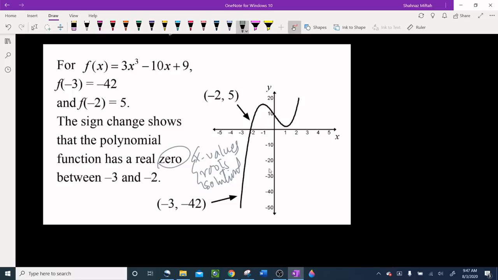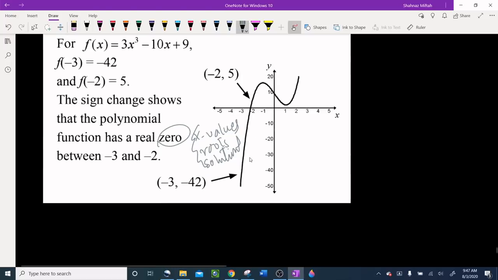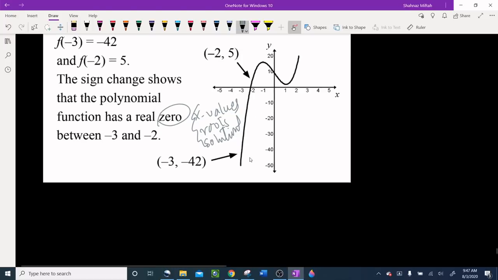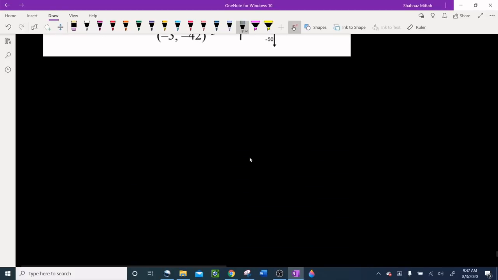So this is how the graph looks, and you can tell the graph is crossing the x-axis. When you have one negative and one positive, you know the graph is crossing the x-axis, going from positive to negative or negative to positive. This is what's called the intermediate value theorem.